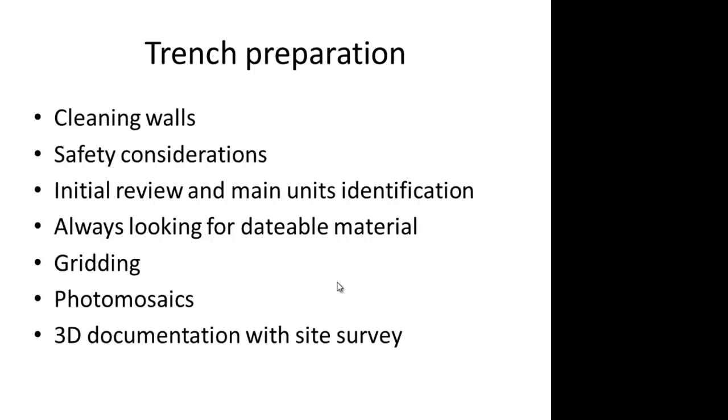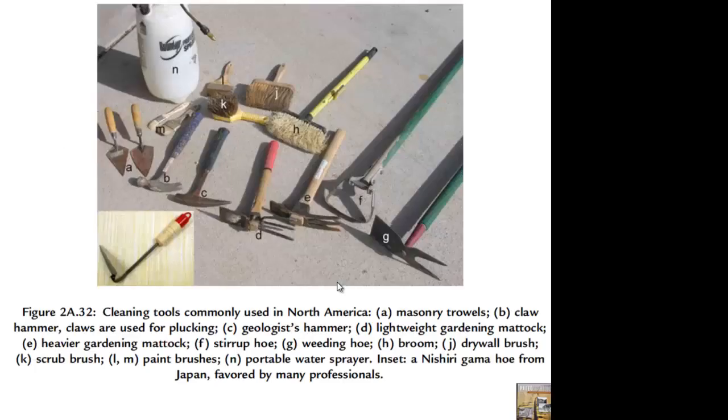Then once we clean it, then we grid it, mosaic it, that is, we make a photo mosaic of the wall, and we need to set up a 3D site survey. So here's the tools we use for cleaning the walls, just different gardening tools mostly, to clean and interact with the materials. You see slicers, hammers, brushes, Japanese nijirigama, sometimes a little water to change the wetness of the material.